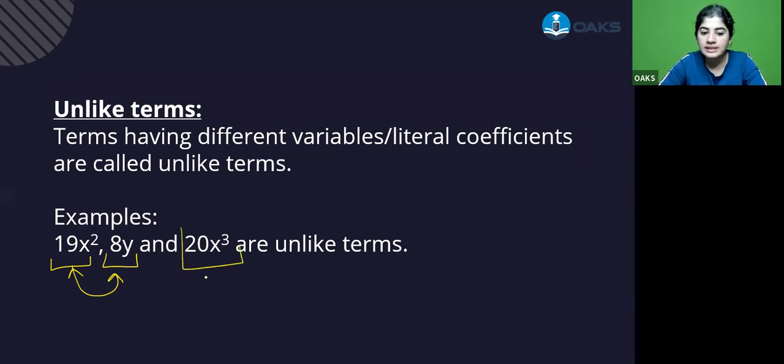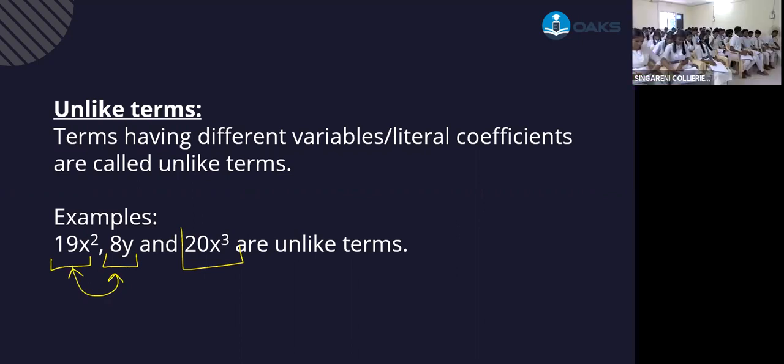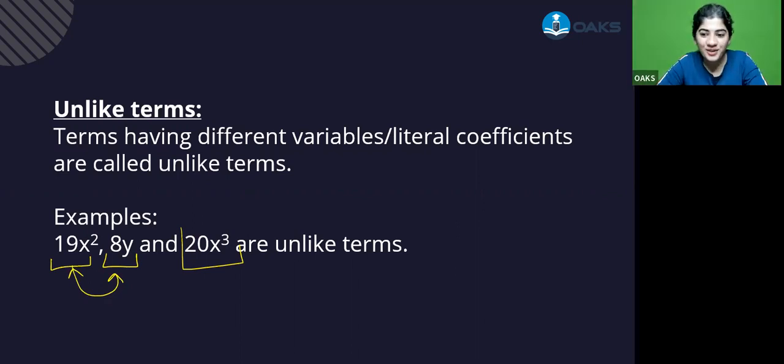And similarly with 20x cube, there is no similarity. Neither the literal coefficient is matching nor the numerical coefficient. So nothing is matching. These are unlike terms. So I hope it is all clear. Unlike terms, like terms. And what was the first definition we started? Coefficients, which are of two types, numerical coefficients and literal coefficients, like terms and unlike terms. So we covered 4 definitions here.